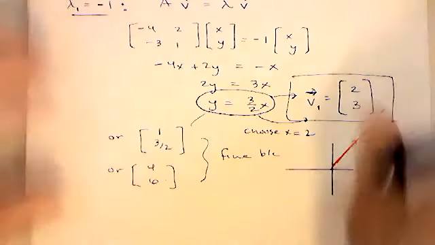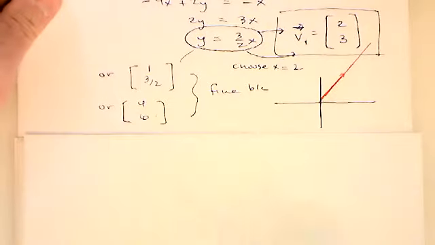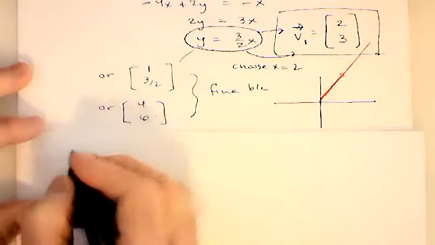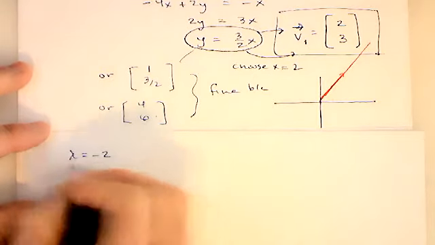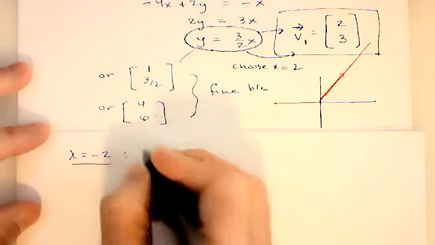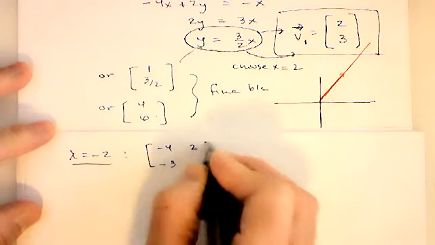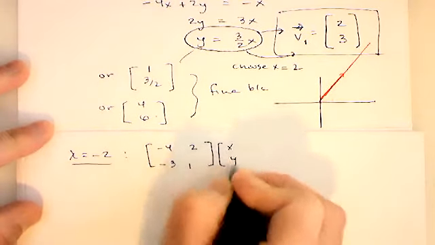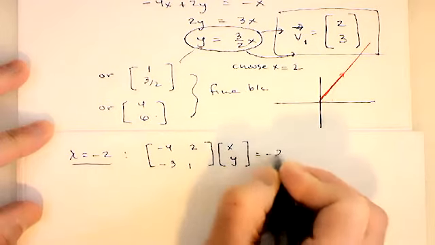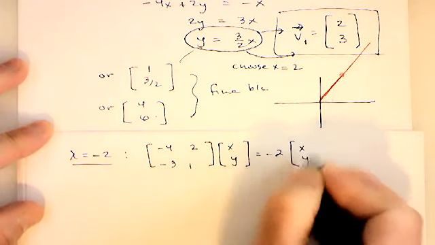All right, we have one other eigenvalue. And that one was -2. So I'm going to take my matrix times a vector equals my eigenvalue times my vector.